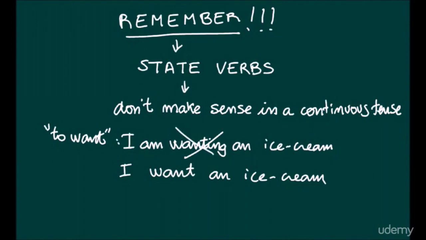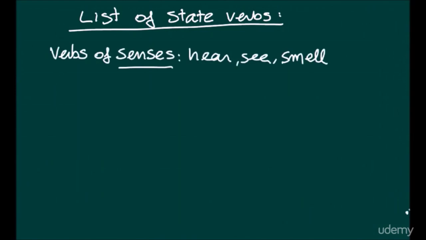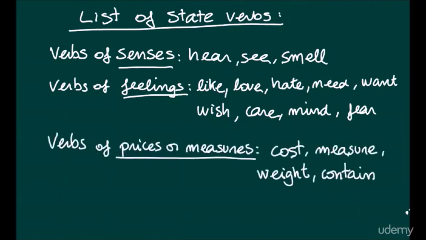Here is a list of verbs that are not normally used in the continuous form. Verbs of the senses: hear, see, smell. Verbs of the feelings: like, love, hate, need, want, wish, care, mind, fear. Verbs of prices or measure: cost, measure, weigh, contain.